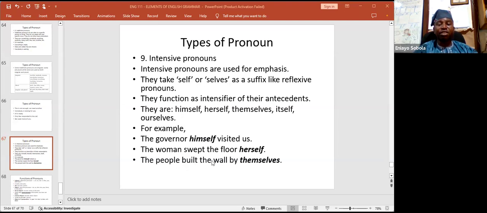The people built the wall by themselves. Themselves here shows that the people are the ones that built the wall. No, they did not hire a contractor to do it or assign it to someone else. They performed the action of building by themselves.